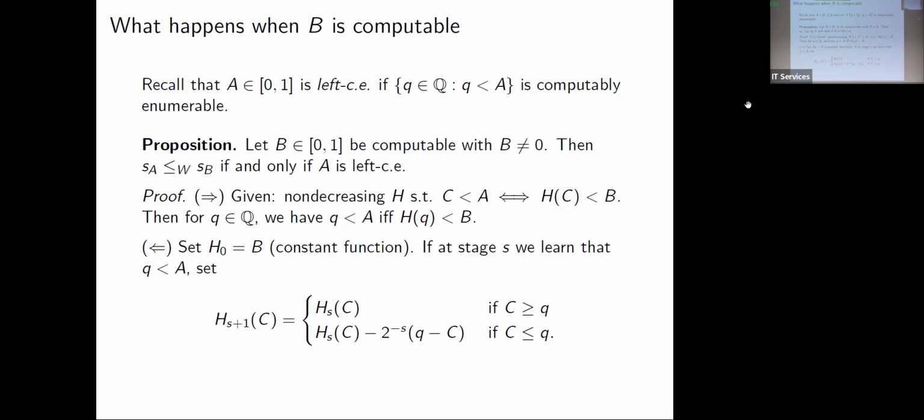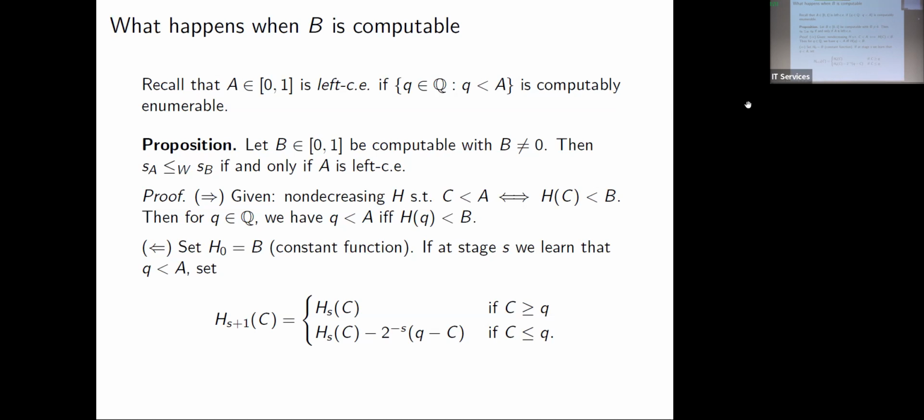So anytime that I have a computable B that's non-zero, just so that it's not trivial, then just like in the Cantor space case, we're going to have that the step function at A is reducible to the step function at B if and only if A is Left-c.e. So the proof in one direction is straightforward.